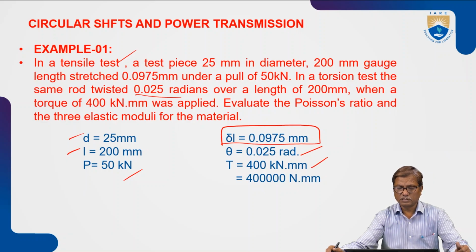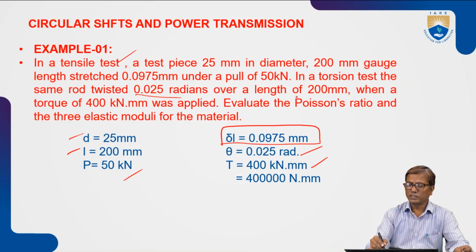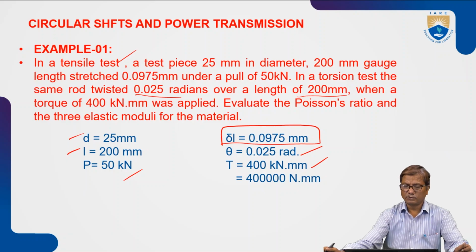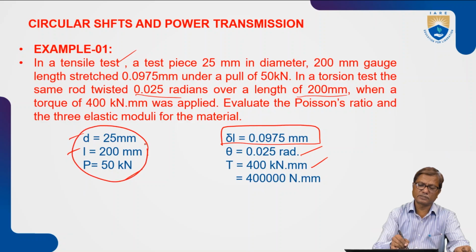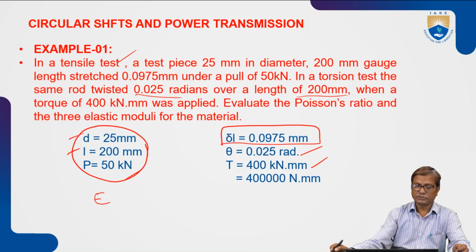Action of the torque of 400 kilonewton millimeters, again over a length of 200 mm. First, by using these details, we find the Young's modulus. How will you get Young's modulus?